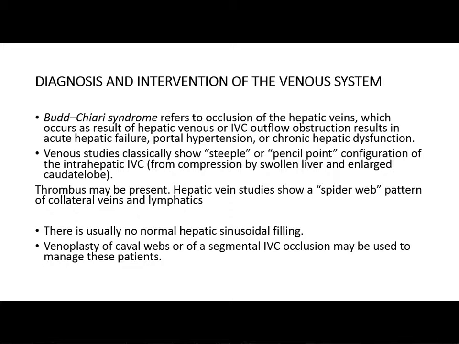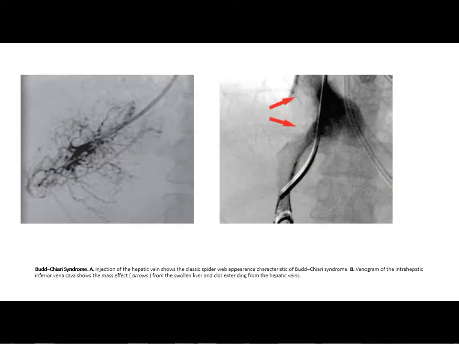The treatment is done through the caudate lobe, because the caudate lobe has a separate venous drainage. Like here you can see the spider web appearance, obvious.